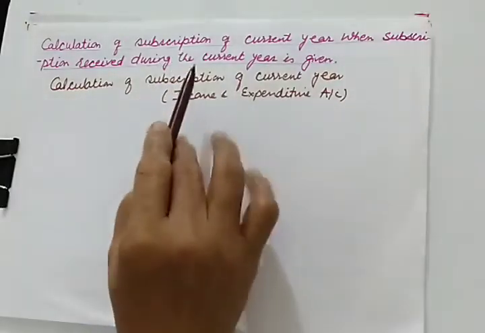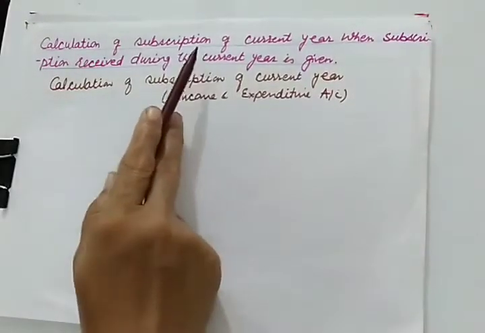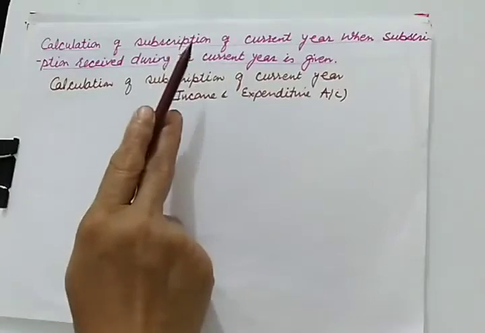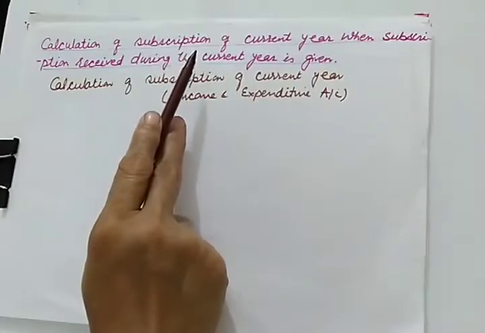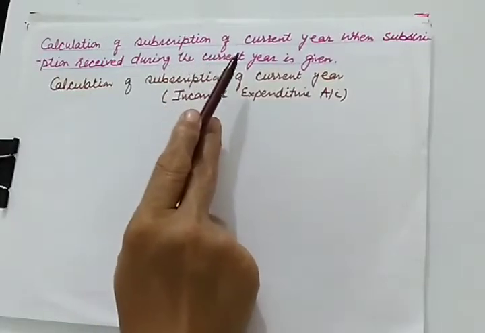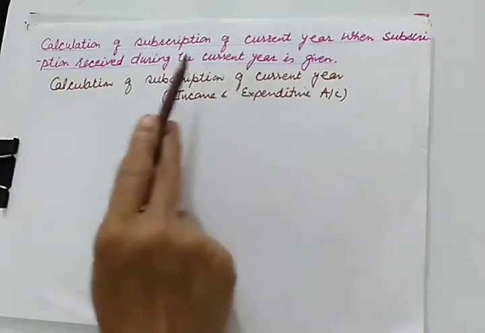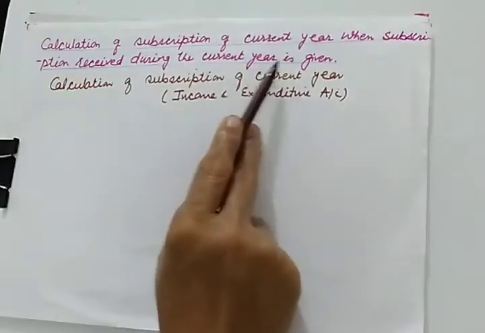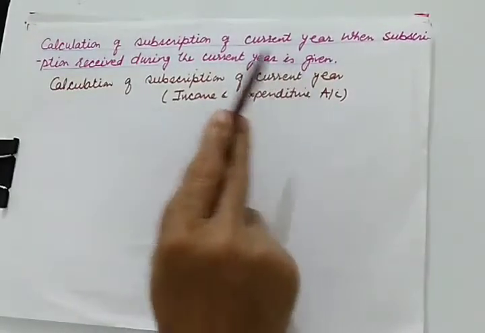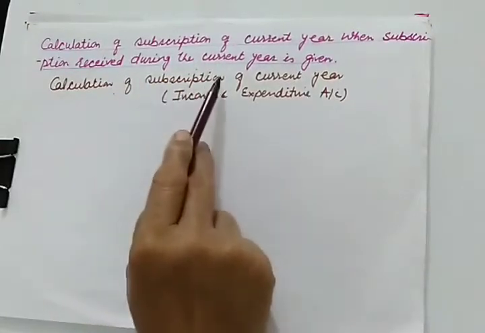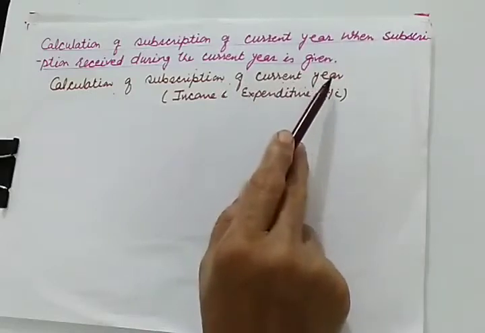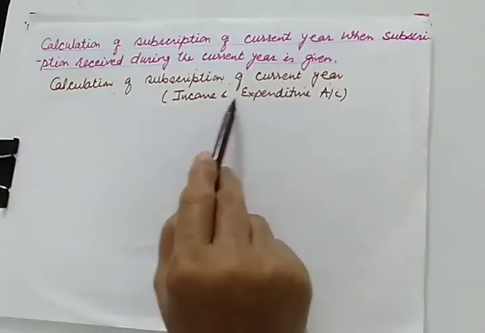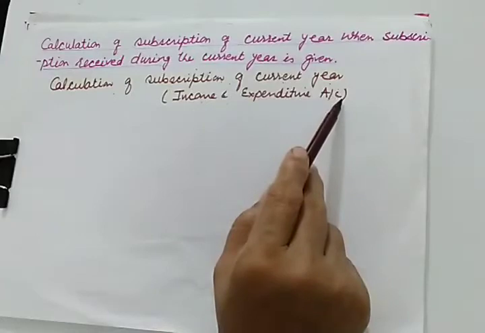As you know, subscription is a very important element of a non-profit organization. It is a recurring income of a non-profit organization which is paid every year by its members. So we'll be having the data relating to subscription received during the year. In this case we'll be learning how to calculate subscription of the current year, which will be credited to income and expenditure account.